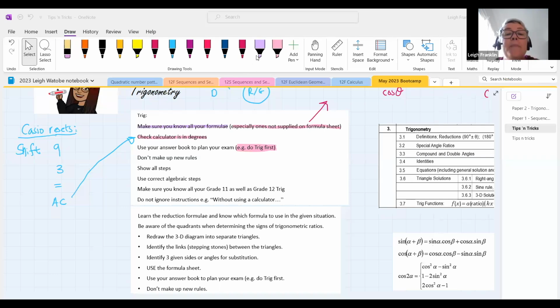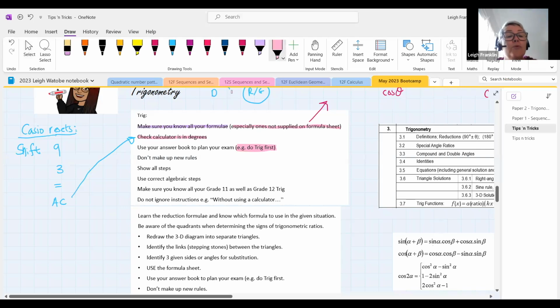Another important thing in trig, don't make up rules. Don't make up stuff that doesn't exist just because it seems appropriate to you at the time. That's something that happens a lot. Make sure that you show all your steps. It's better in maths most of the time. More really is more. You're not necessarily going to get marks for all the steps, but it's better for you to show how you got something rather than just write answers down. If you write down just answers, you're definitely not going to get full marks.